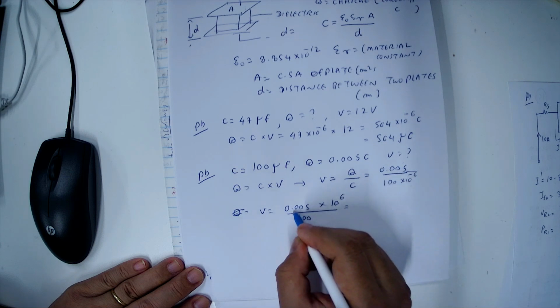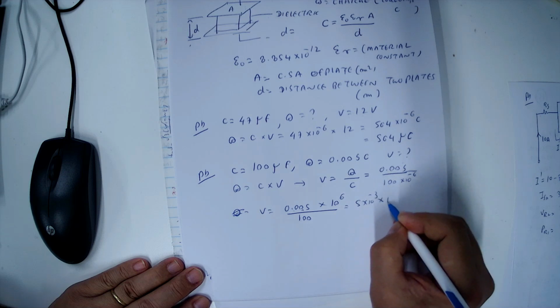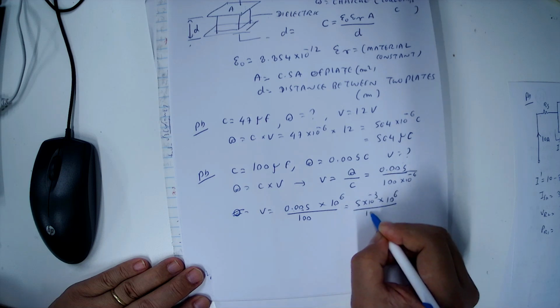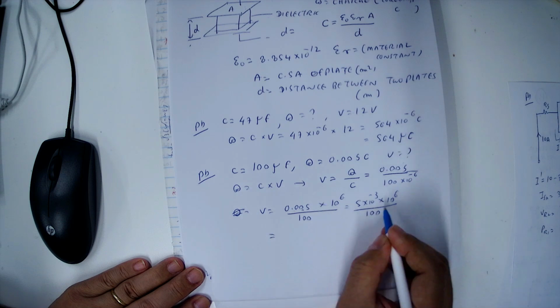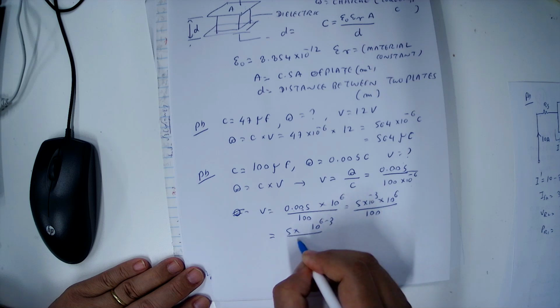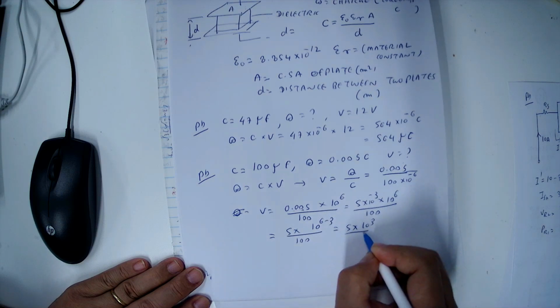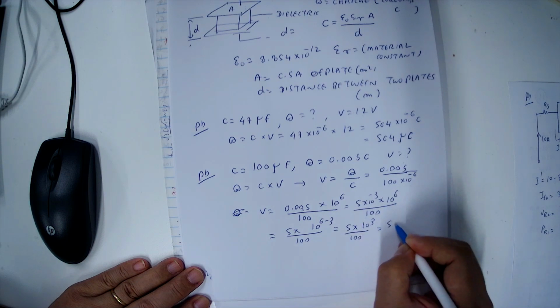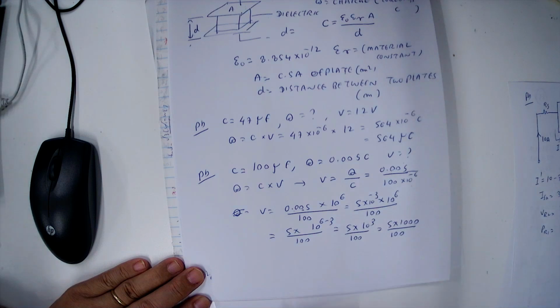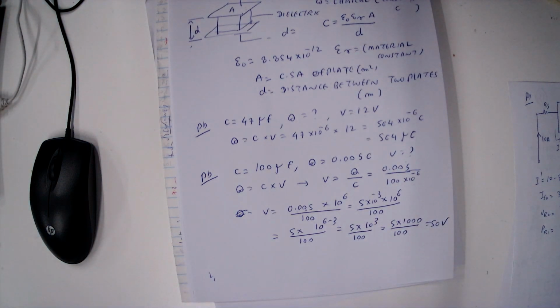0.005 is equal to 5 into 10 power minus 3, so 10 power 6 divided by 100. That will be 5 multiplied by 10 power 6 minus 3, divided by 100. So 5 multiplied by 10 power 3 divided by 100. That will be 5 multiplied by 1000 divided by 100. By solving this, the voltage will be 50 volt. Voltage is 50 volt.